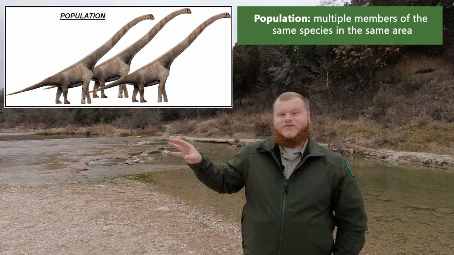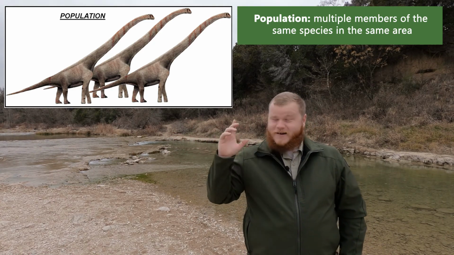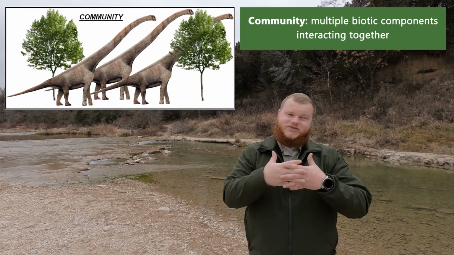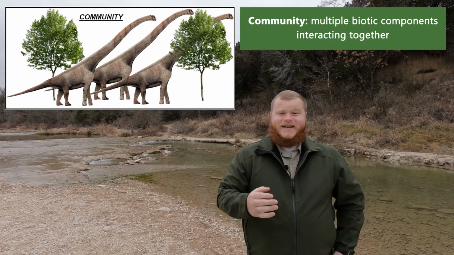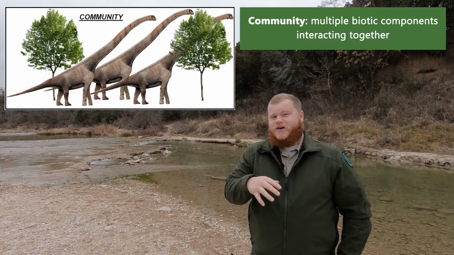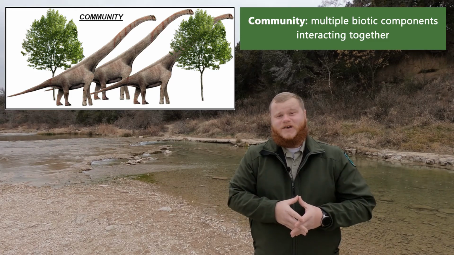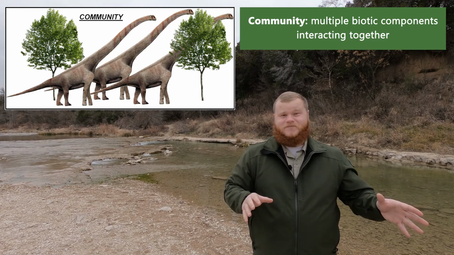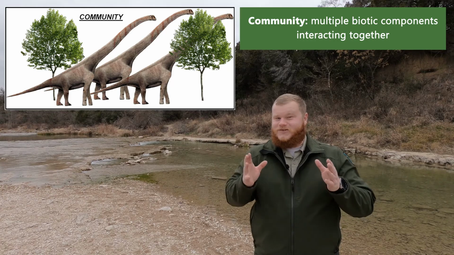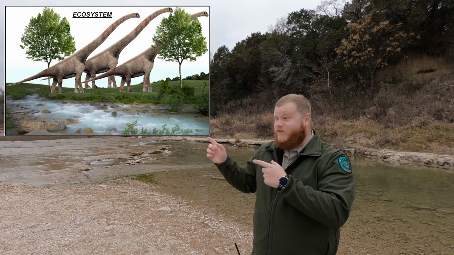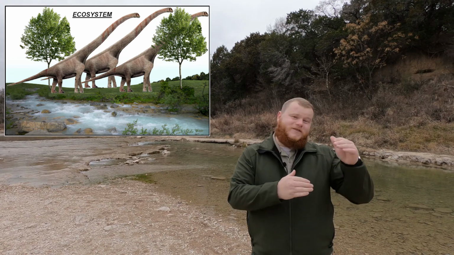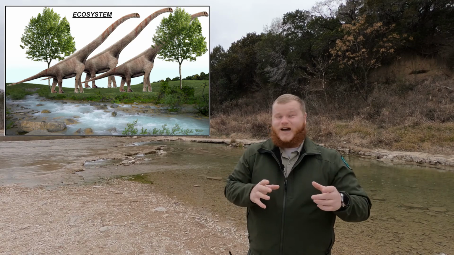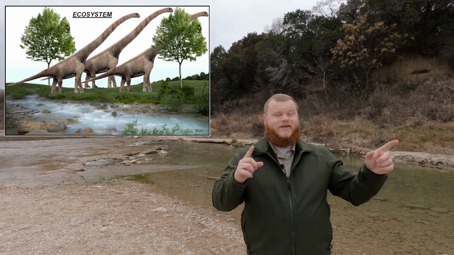This population, once it begins to interact with the biotic components in this area, we now have a community, or multiple populations interacting together. And now, as mentioned before, in order for us to have a fully functioning ecosystem, the biotic components have to interact with the abiotic components. So as soon as our community here begins to do that, we now have a fully functioning ecosystem. So now that we've looked at the structure of an ecosystem, let's really look at some of the interactions, not only with this ecosystem, but different areas here at the park.